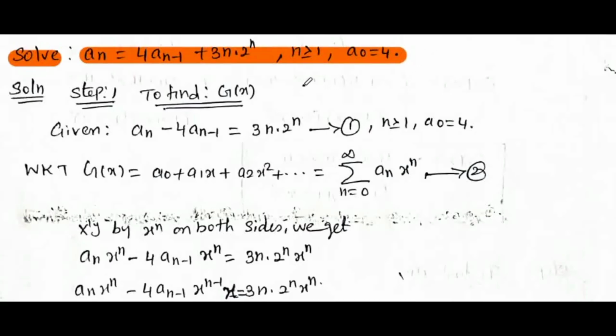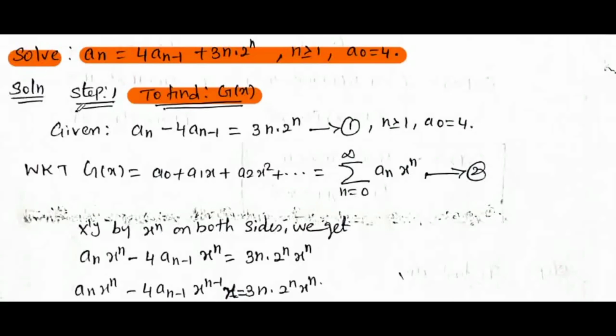How to solve a recurrence relation by using the generating method? We consider two steps. Step number one, we have to find g(x), which is nothing but the generating function. How to find g(x)? Using the generating function with the help of the given recurrence relation, we find the g(x) value. Step number two, we need to find the general solution, which means the nth term a_n. By using the partial fraction method, we get the a_n value. This is the way we solve a recurrence relation by using a generating function.